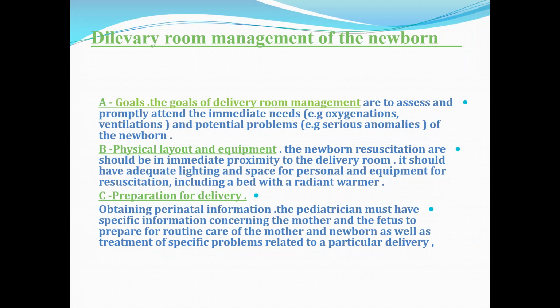B, physical layout and equipment. The newborn station should be in immediate proximity to the delivery room. The delivery room or the room of assistance should be nearby. It should have adequate lighting and space for the personnel and equipment for resuscitation, including a bed with a radiant warmer. So the room should be suitable for the movement of the staff or the resuscitation team, and large enough to hold all the equipment that may be needed for newborn resuscitation.